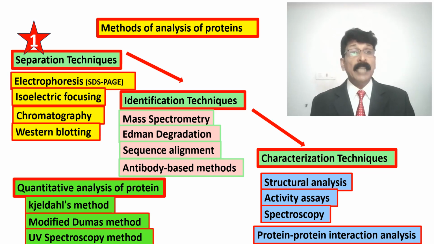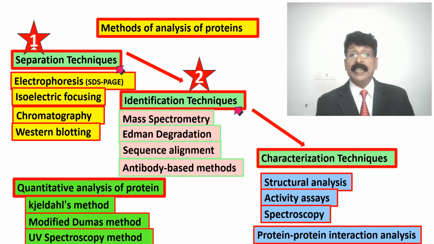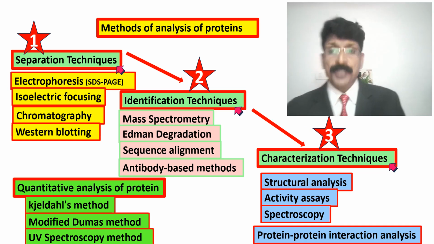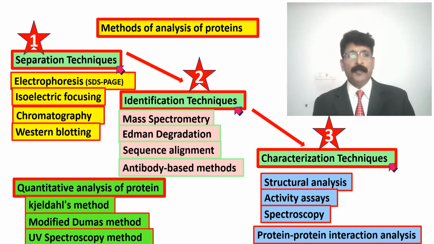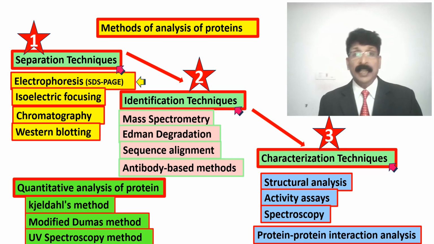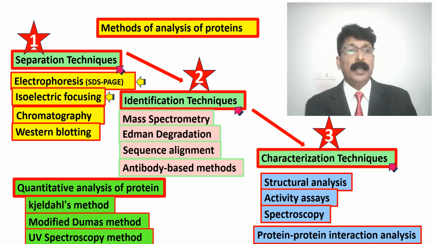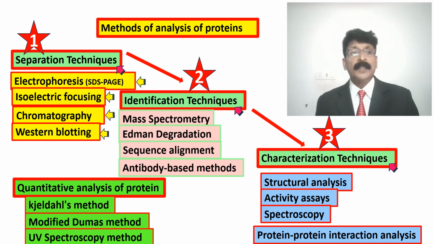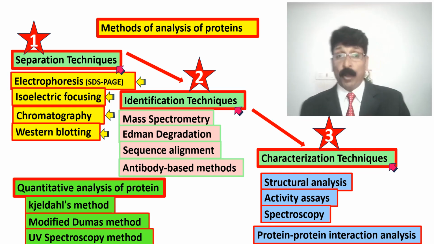Number 1, separation technique in analysis. Number 2 is identification technique. And number 3 is characterization technique. The student should know very clearly, you should mention. In number 1, separation technique, you should mention electrophoresis, specifically SDS-PAGE can be followed, isoelectric focusing, chromatography, and the fourth one, Western blotting technique.